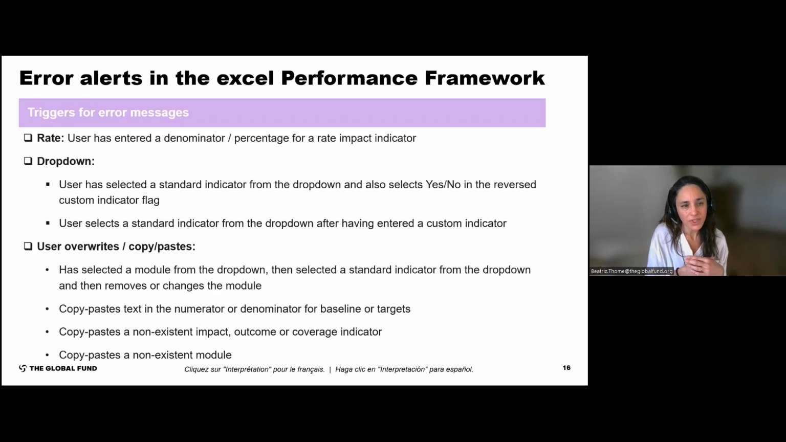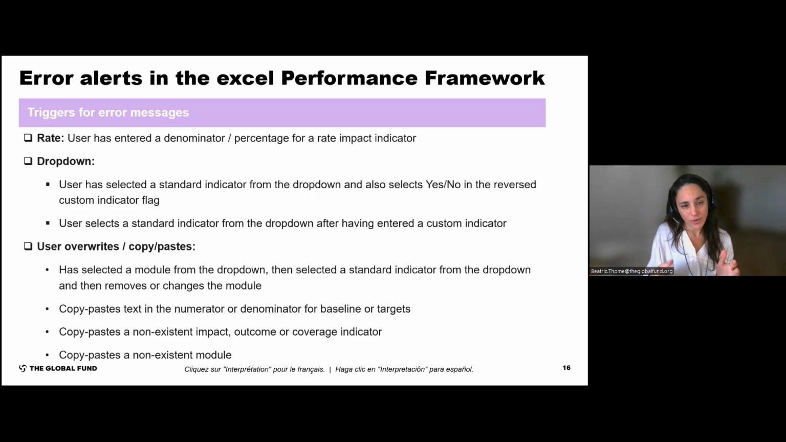In terms of the drop-down menu, so the cells that already have a drop-down menu as a feature. Say that the user has selected a standard indicator from the drop-down, and then tries to check in the yes or no in the reverse custom indicator. This will raise a red flag because you cannot have a standard and a custom indicator in the same line. So this will pop up an error message.